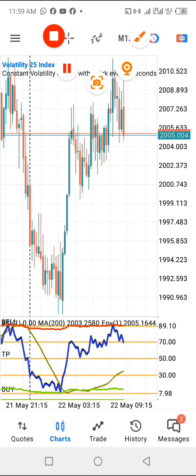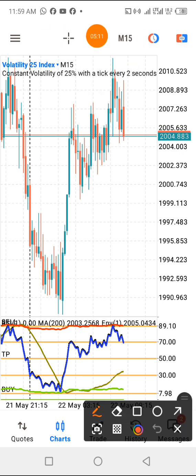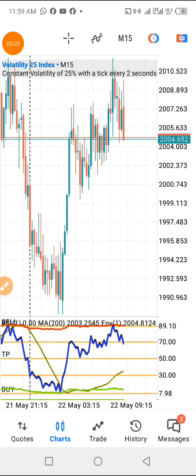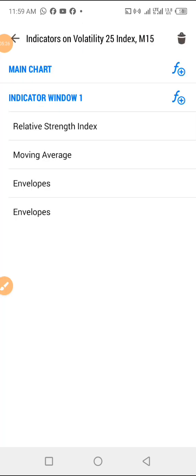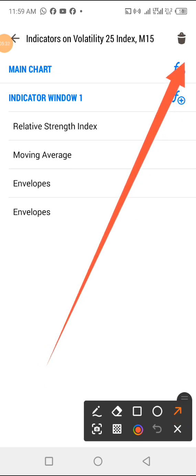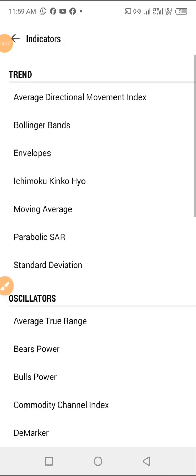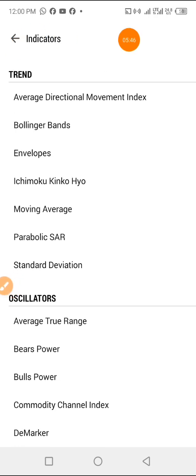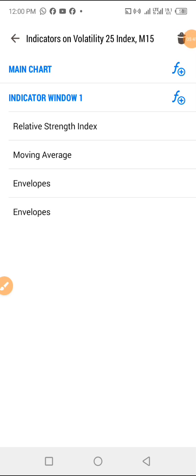To add these indicators on this chart or on your chart, you click on this F icon, or whichever symbol it is in your own. When you click on that icon, it takes you to where the indicators are. To add this RSI, you click on this F plus on the main chart, and it will take you to the indicator home. You scroll down to Relative Strength Index, which is this one. When you click on it, it takes you to where you can put in the parameters needed.